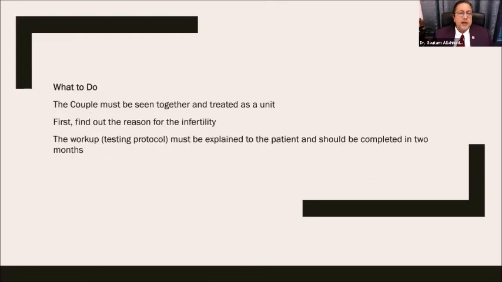So what is good medical practice, or GMP? The couple must be seen together and treated as a unit. First, diagnose the cause of infertility and then start the treatment. The workup, what we are going to talk about today, the testing protocol, must be explained to the patient and must be completed in a maximum of 60 days, ideally in the first month itself.